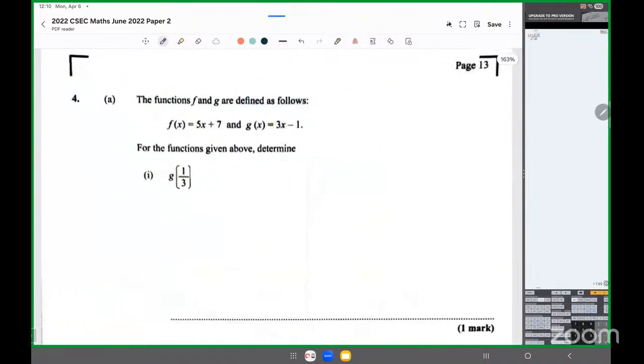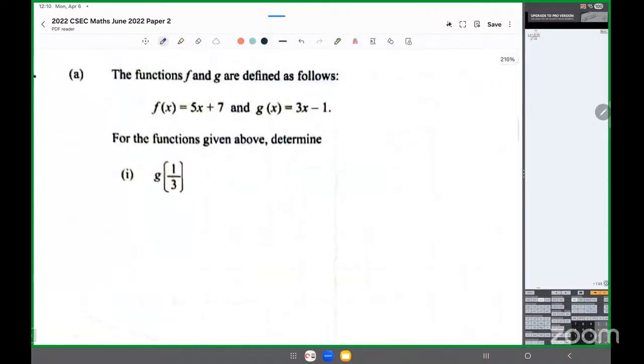Question 4 now. Question 4 says functions f and g are defined by this. So this is the f function, that's the g function. It's a functions question. They want g of a third. G of a third means they're going to put a third in the g function right there. But we made a mistake of putting it in the first one, which is wrong. This is f. Be careful, put it in the g.